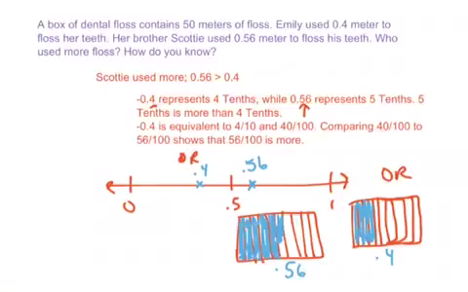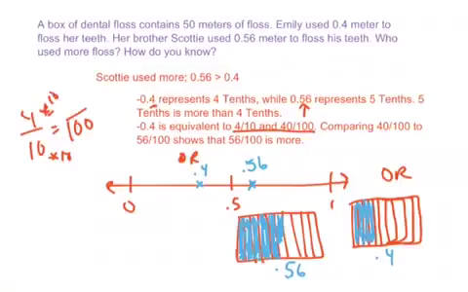That's one way. Or you could have said 4/10 is equivalent to 40 hundredths. Comparing 40 hundredths to 56 hundredths shows that 56 hundredths is more. And you know that I got to this right here by doing this. Whatever I do to the bottom, I have to do to the top. Right? So that's a possibility.